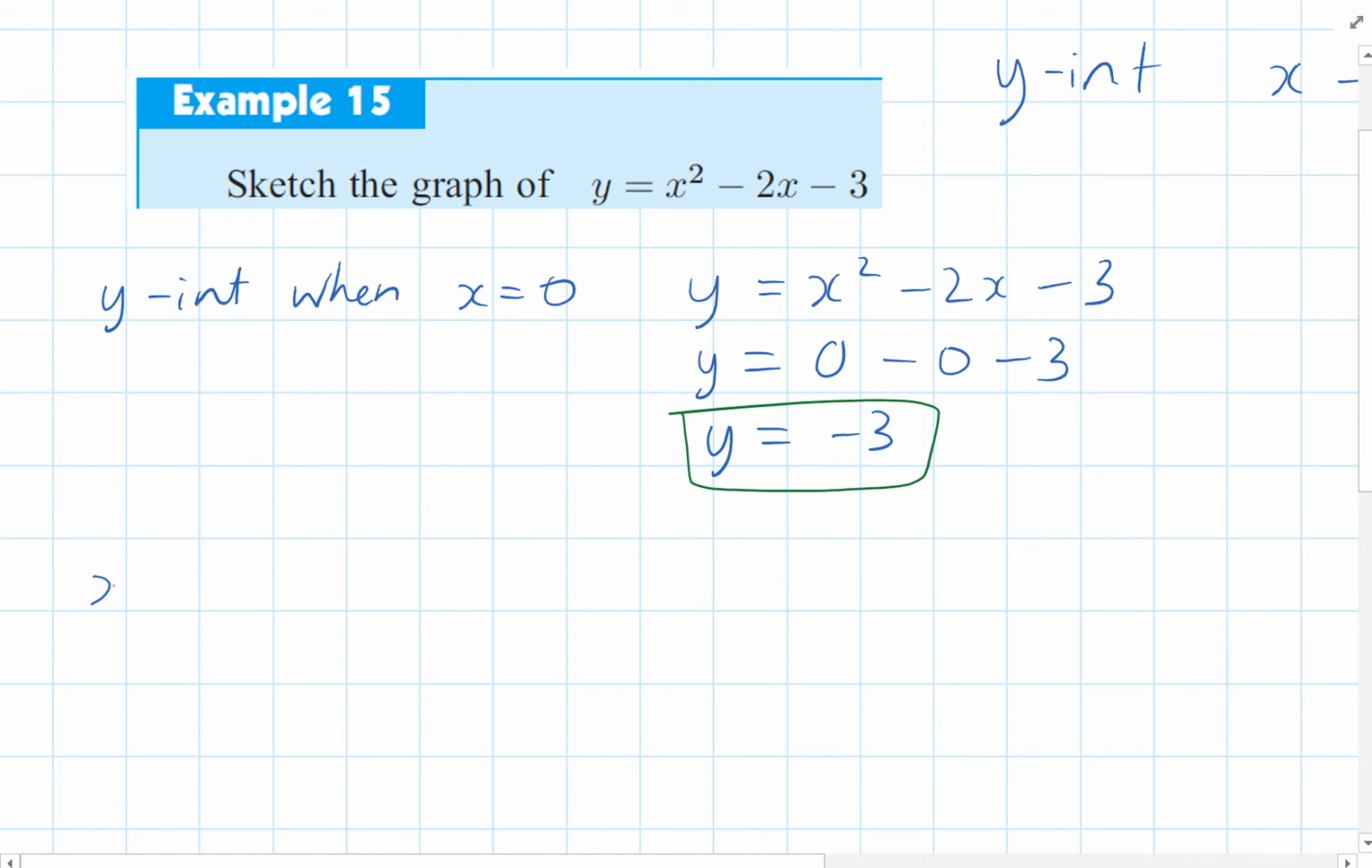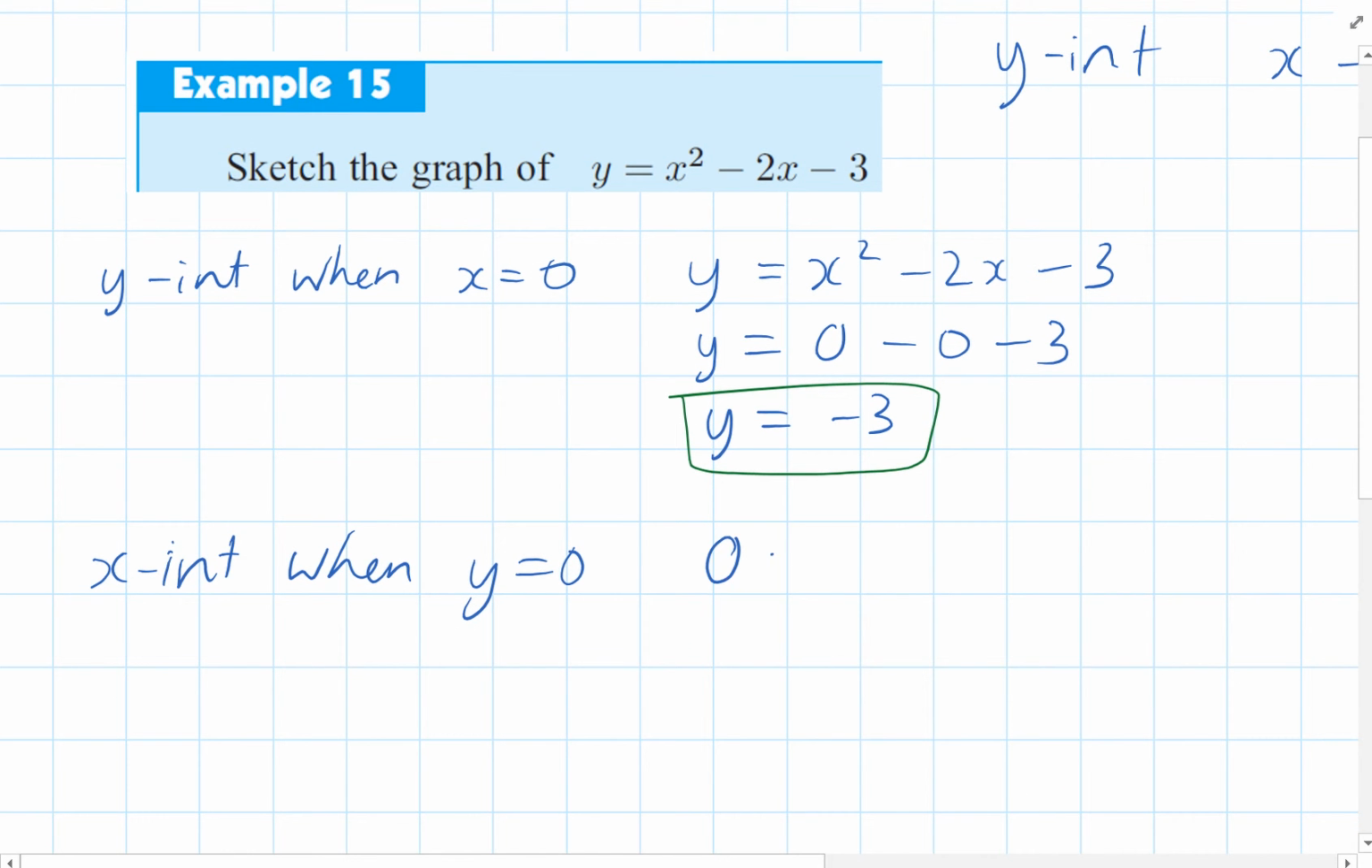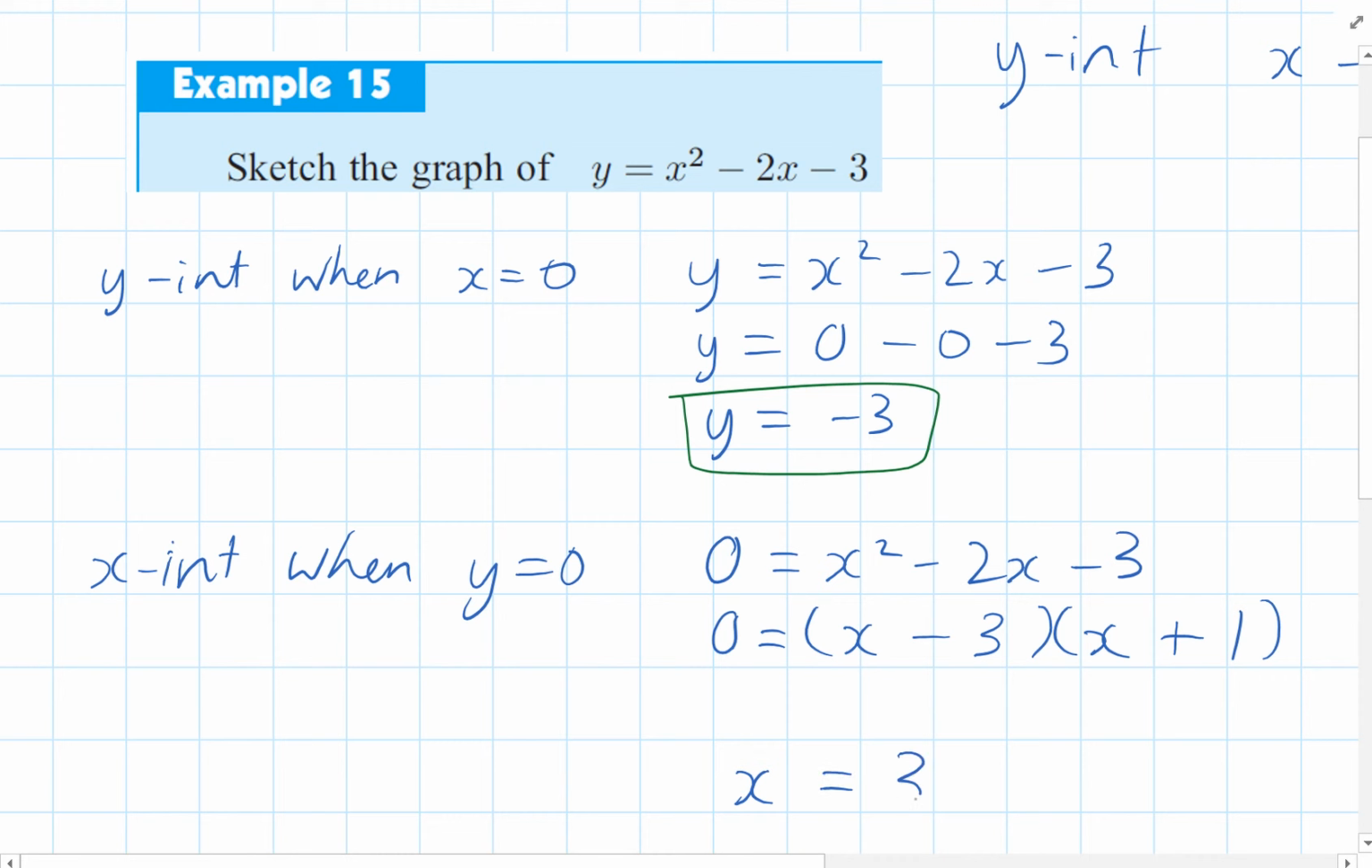Then my x-intercept occurs when y is equal to 0. And so this time I'm going to have 0 equals x squared minus 2x minus 3. So you'll remember our next step from here is to factorize it into brackets. So we have x at the beginning of each bracket, and we're looking for two numbers that add to negative 2 but times to negative 3. And so that would be negative 3 and positive 1. So that means our two x-intercepts are going to be 3 and negative 1.